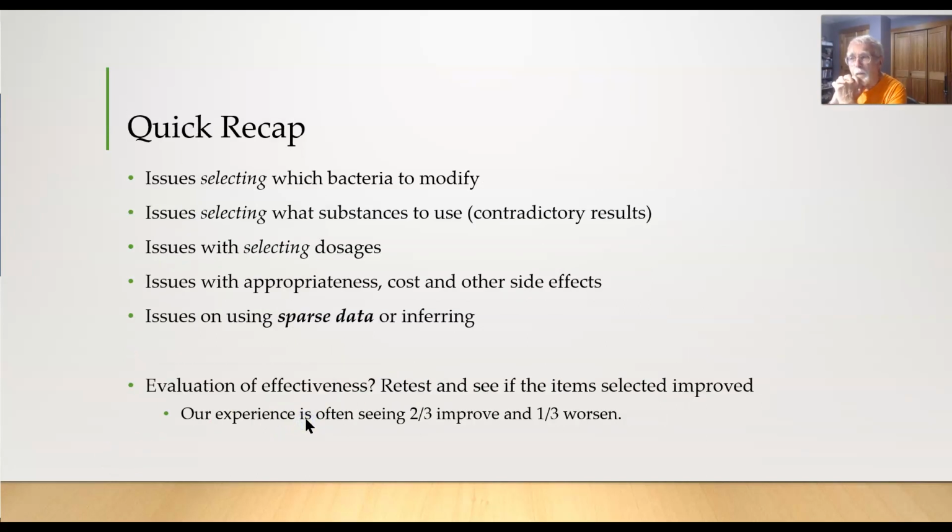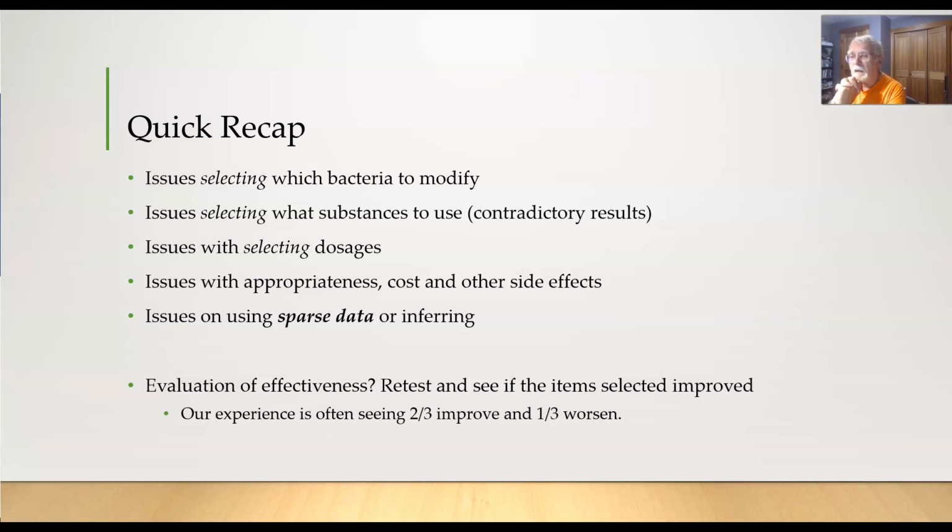So, quick recap: the issue of selecting which bacteria to modify is the first thing. How to pick those bacteria? It's a pain, and it's complicated, and there's no easy answer. Keep in mind, we don't know how to select it properly. We can take wild guesses, and they are wild guesses, and we can run the guess and see what happens.